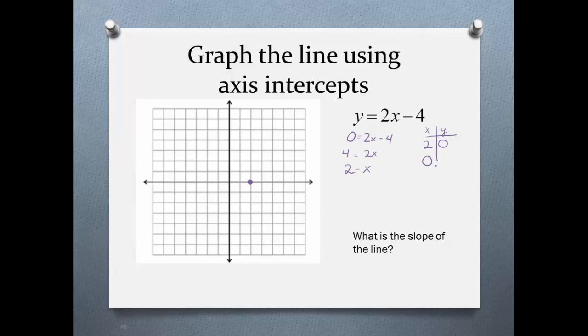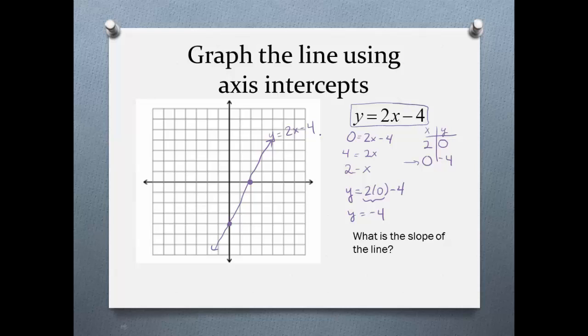If I want to know the y-intercept, that's this one where x is 0. Go back to my equation, y equals 2x minus 4, and I plug in x is 0. 2 times 0 is 0, so I get y equals negative 4. So if I put that point on my graph, then I have enough to draw the line. And this is y equals 2x minus 4.